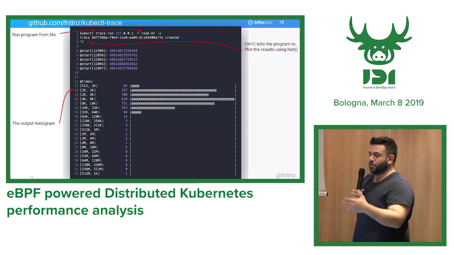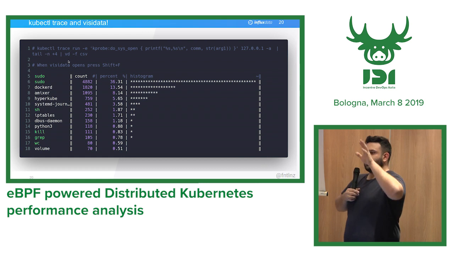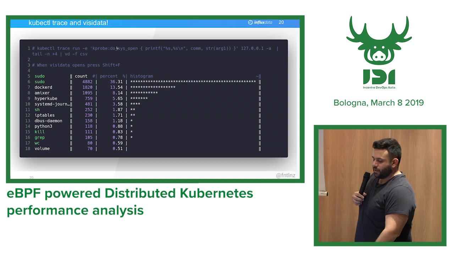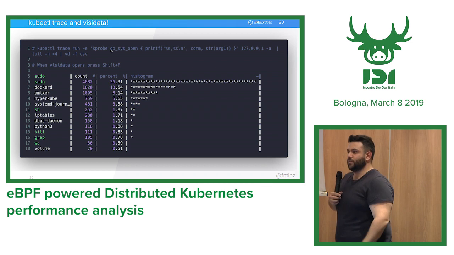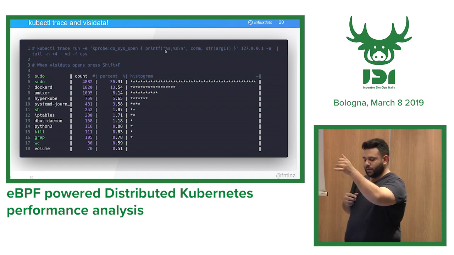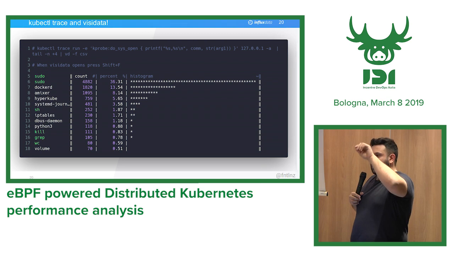So you can also pipe it to something else, like in this case, VD data. VD gets the CSV output of this kubectl trace program, so it will go on the kprobe, attach to the do_sys_open function in the kernel, and get the command name, the first argument as a string, and output it in CSV format, so that in this case, what you see is how many times a sys_open syscall has been made by this binary.